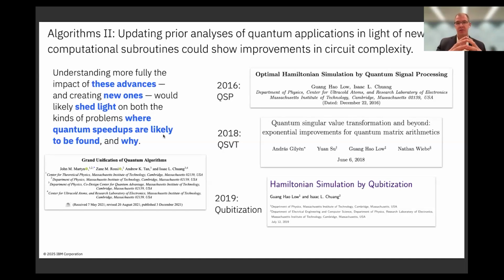And I think it would be really interesting for people to go back and now look at different kinds of quantum applications in light of these new computational subroutines. And maybe they could help us understand, here's why we expect to find quantum speedups in these applications. And here's where we should look for them. And here are the obstacles to maybe realizing them, et cetera. So again, another reason why quantum algorithms are super interesting.